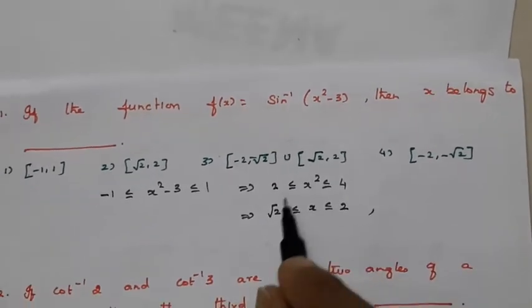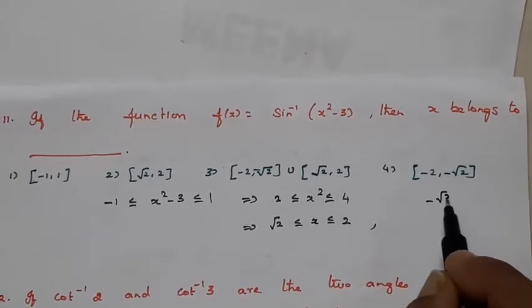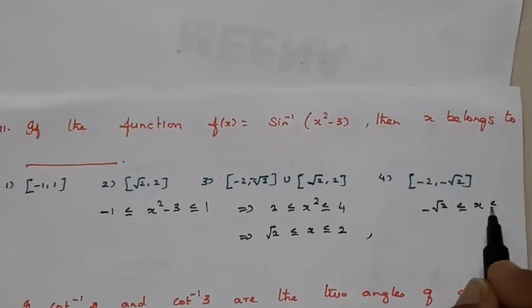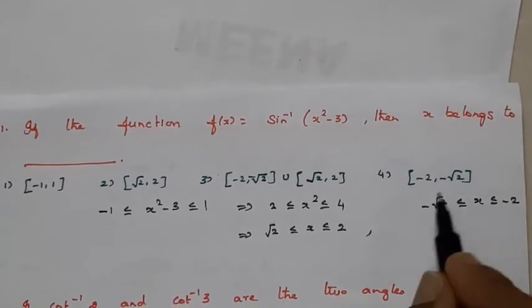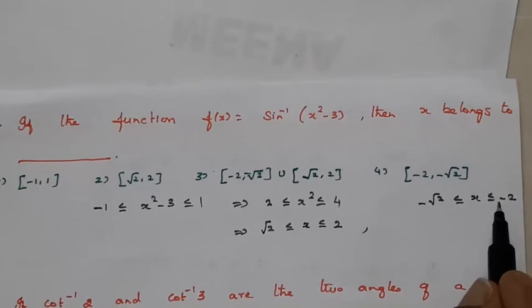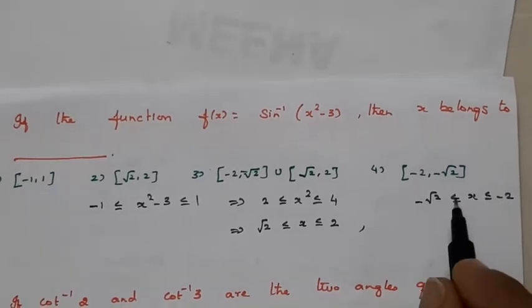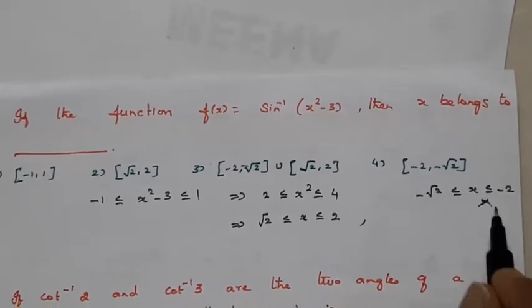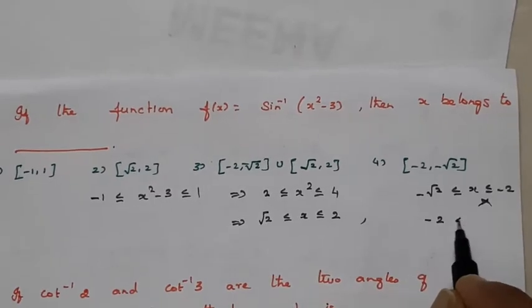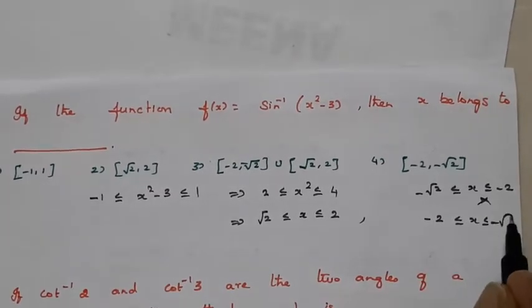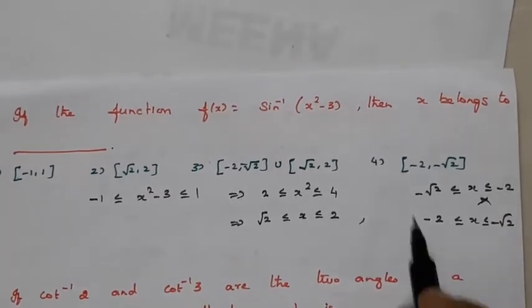That is by taking the negative value, we have minus root 2 is less than or equal to x less than or equal to minus 2. But this is not true, because the value of minus 2 will be lesser than this. So the inequality should be reversed. So it should be minus 2 less than or equal to x less than or equal to minus root 2.